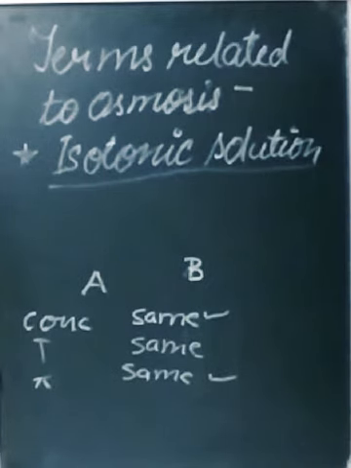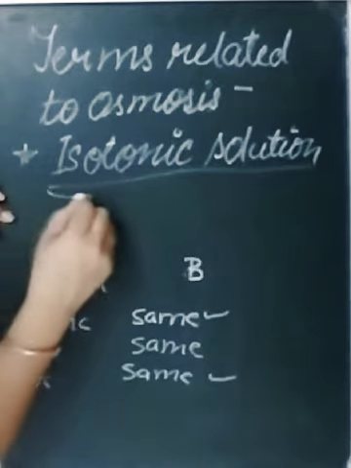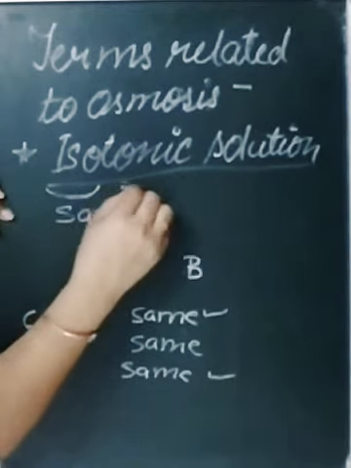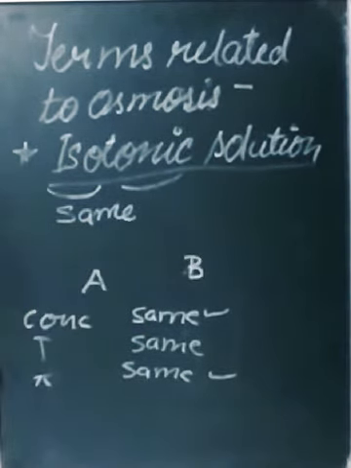If two solutions have equimolar concentration and are at same temperature and have same osmotic pressure, they are called as isotonic. Word iso means same, similar. Tonic is for concentration. So we will find those solutions which have equimolar concentration, kept at same temperature and have same osmotic pressure are called as isotonic solutions.